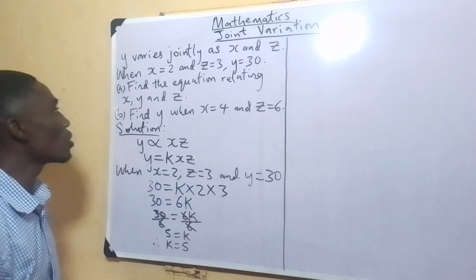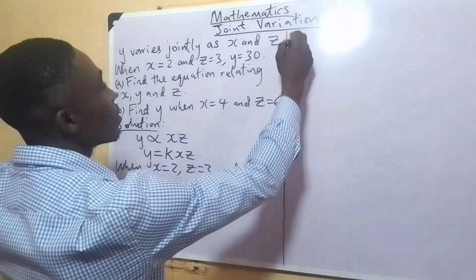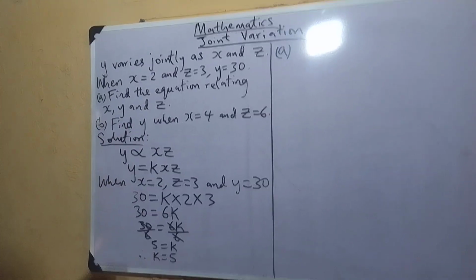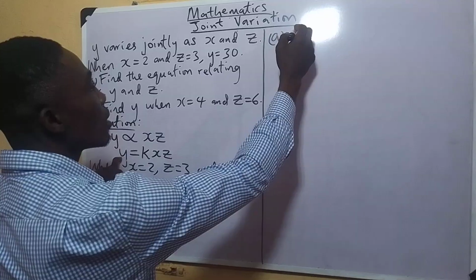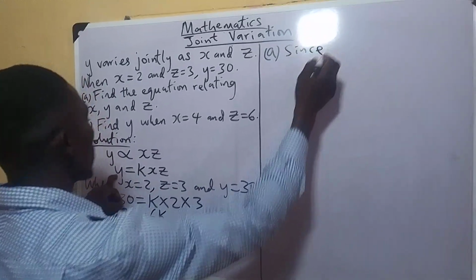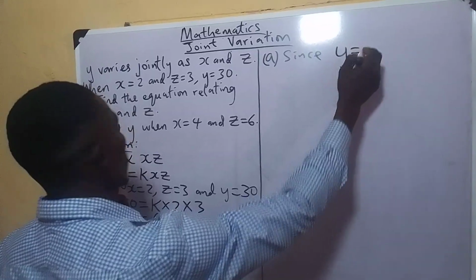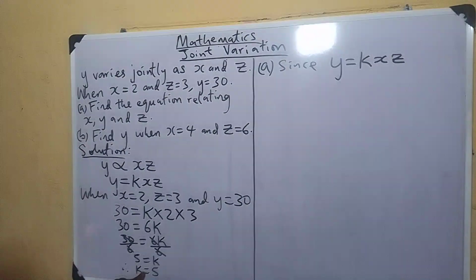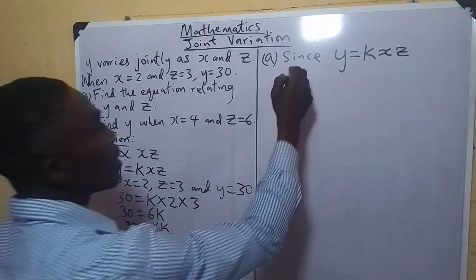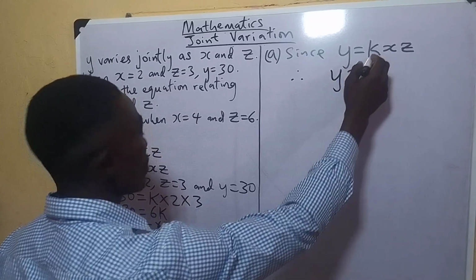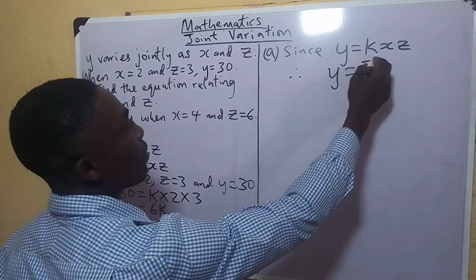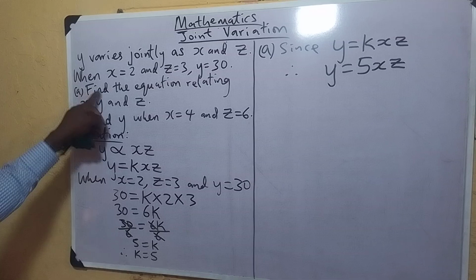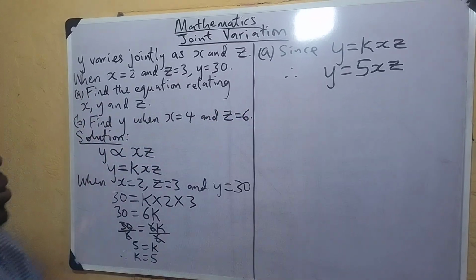Is that all? No. Part A says we should find the equation relating x, y, z. How do you get this equation? You will come back to this. Since y is equal to kxz, and you have found k to be 5, therefore, we now have that y is equal to, you replace k with 5. You now have 5xz. And that is the equation relating x, y, z. That is what we have just got here.